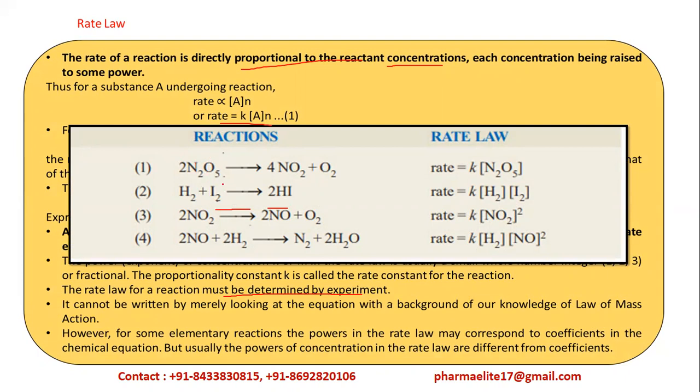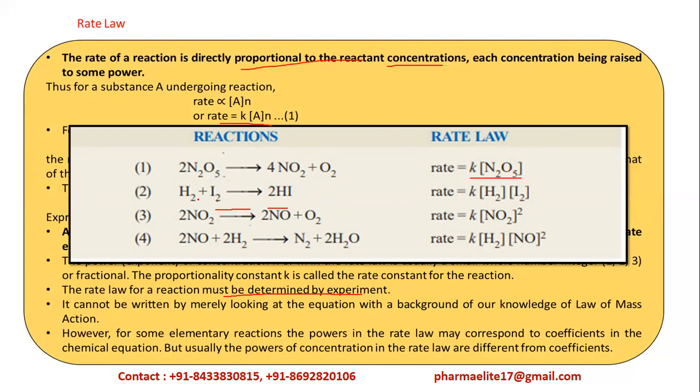N2O5, that is 2 molecules of N2O5, giving us 4 NO2 plus O2. In this reaction, the rate law expression, rate, will be equal to K, the proportionality constant, times the concentration of the reactant. You cannot say there are 2 moles of this, so you put 2 here. The rate law is determined experimentally.